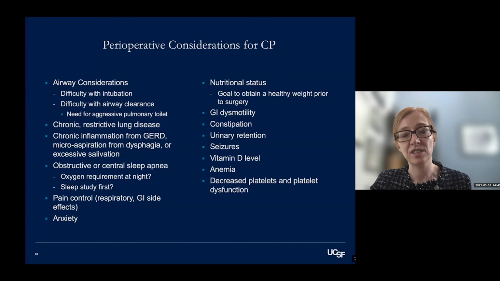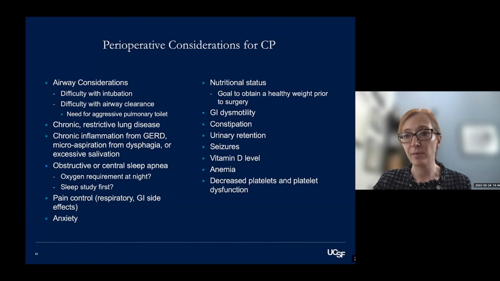These are complicated patients in a lot of situations. We have a lot of additional perioperative considerations that we don't have for some of our other healthy patients without comorbidities. So we have airway considerations. Sometimes these kids are a challenging intubation. They might have difficulty with airway clearance. Some kids will end up intubated for a while after their surgery. They might have chronic restrictive lung disease that we need to worry about worsening with surgery. And a lot of kids will also have either obstructive or central sleep apnea, and we might need to make sure that they either have oxygen at night or get a sleep study.